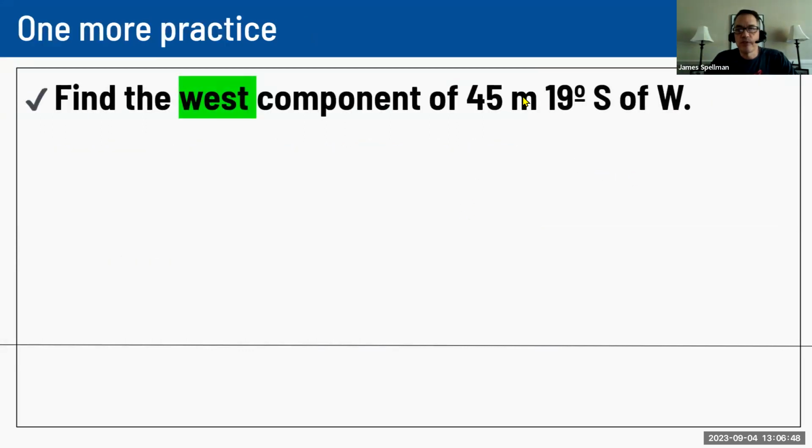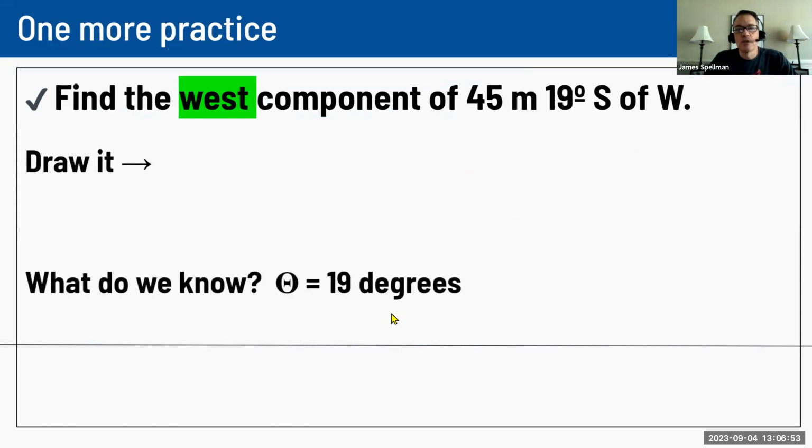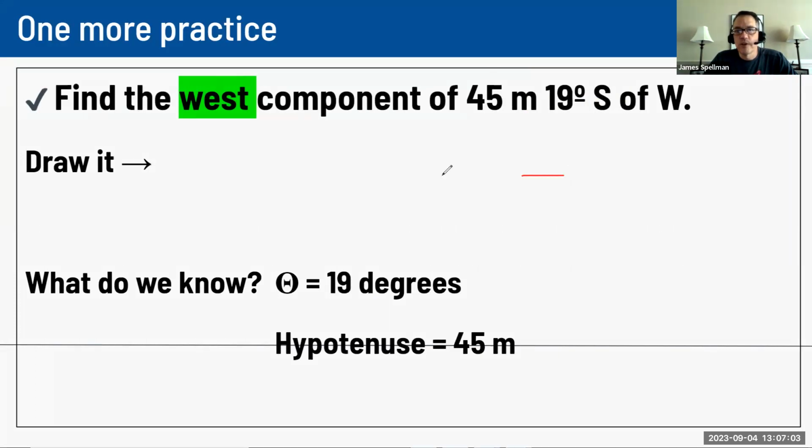And there we go. If we want to do one more example with that, if we wanted to find the west component, 45 meters, 19 degrees south of west, again, step one, let's draw it. All right, we know that we've got a 19-degree angle, and on this one, I actually don't have it drawn, but if I'm doing 19 degrees south of west, all right, again, west is my base direction. And then if I'm doing 19 degrees south of west, then this is my vector and this is the angle that I'm talking about. The hypotenuse is 45 meters because that's what this vector represents. So apologies for the mess there.